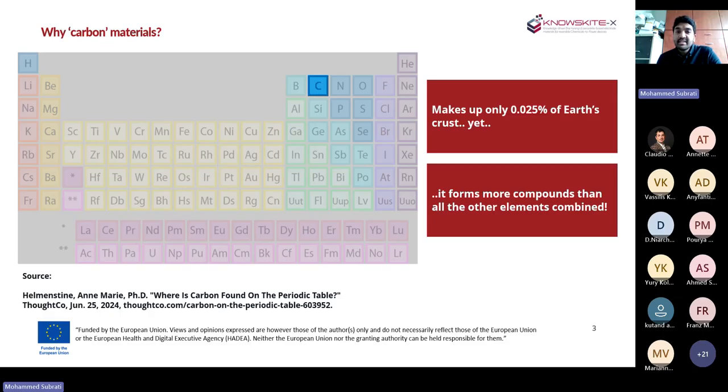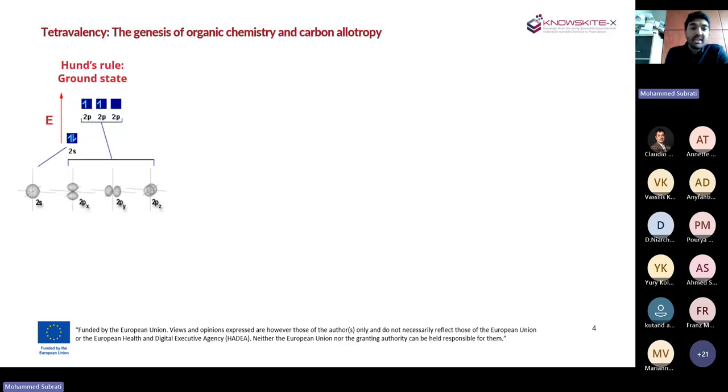So why is that? Well, the answer is right in front of you: it's naturally blessed, as I like to say, with its unique location in the periodic table. To be more specific, the second period and group 14 or group 4A, which gives it, as most of you know, its electronic configuration 2s2 and 2p2.